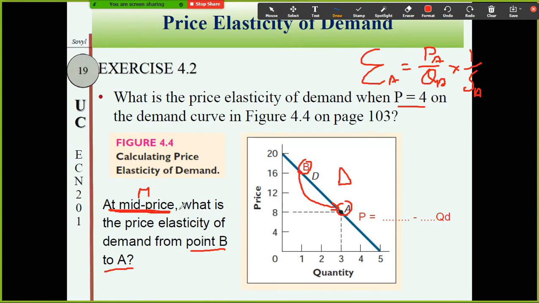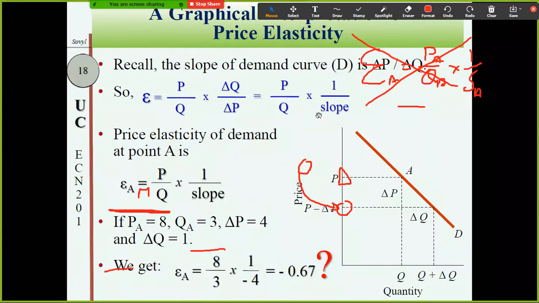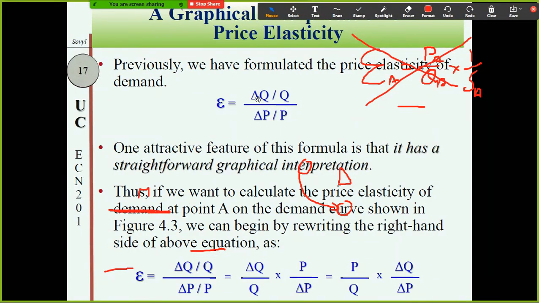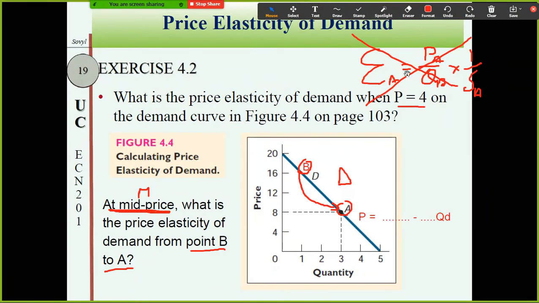But in this case, they ask from B to A. You don't need to find this one. So what can we find by using this formula? Because with this formula you can find a change. That's why don't use this one.